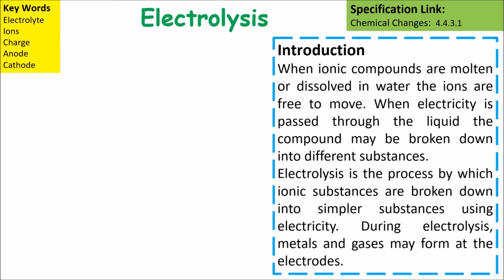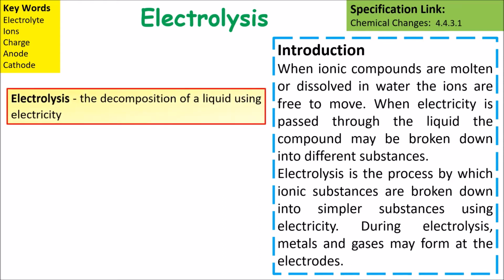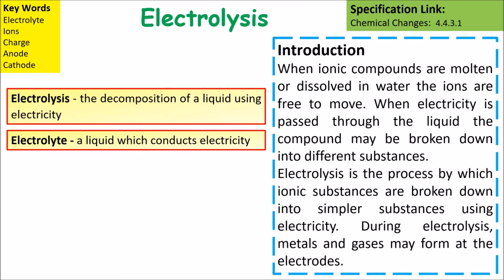So, when ionic compounds are molten or dissolved in water, the ions are free to move. When electricity is passed through the liquid, the compound can be broken down into different substances. So, electrolysis is the decomposition of liquid using electricity. The electrolyte is the liquid that conducts the electricity.